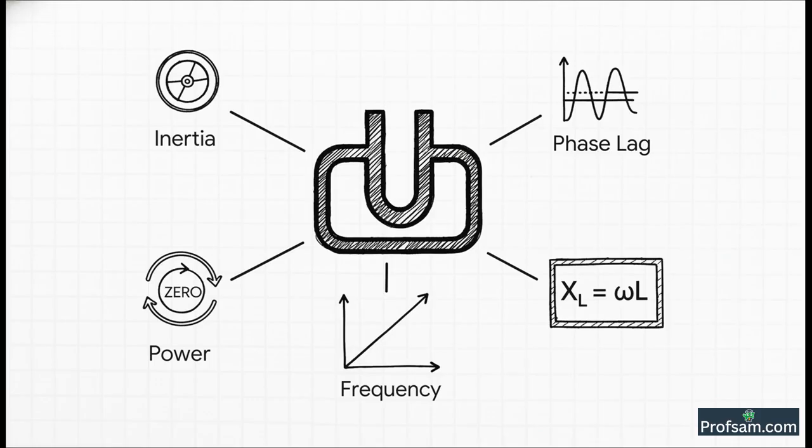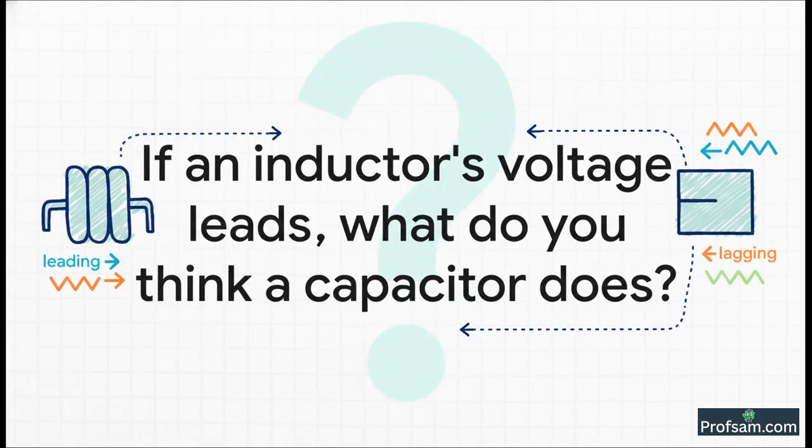Third, this opposition is called inductive reactance, X_L, and its formula is omega L. Fourth, unlike resistance, this reactance gets bigger as the frequency increases. And fifth, and this is very important, a pure inductor consumes 0 average power. And that brings us to the end of our topic for today.